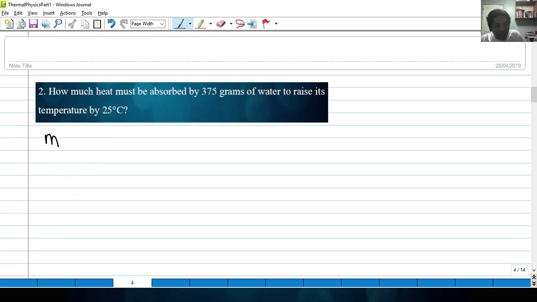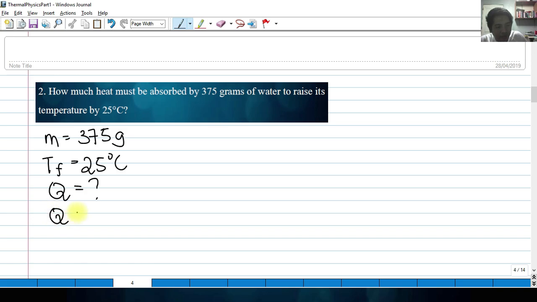So again, we have the mass that is equivalent to 375 grams, and we are given a temperature here. How much heat is required to be absorbed by the 375 grams of water to raise its temperature by 25 degrees Celsius? Now, my question is, is this the initial temperature or the final? If it's going to be raised to a temperature of 25 degrees Celsius, then that must be our final temperature. And our problem is asking, how much heat? So that's the Q.